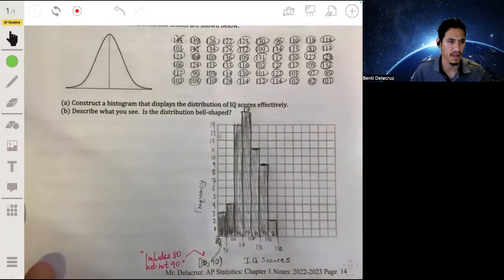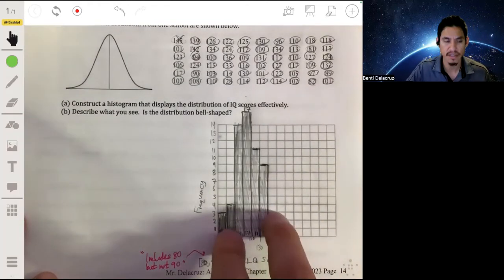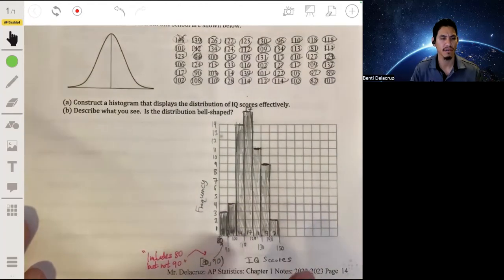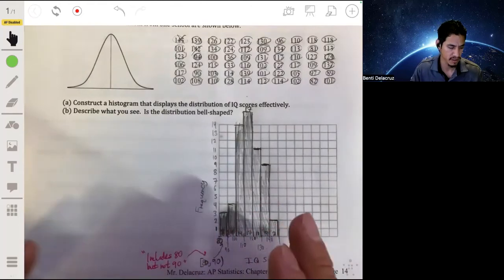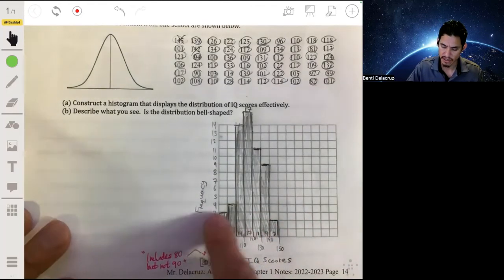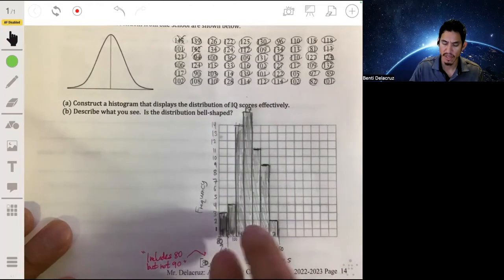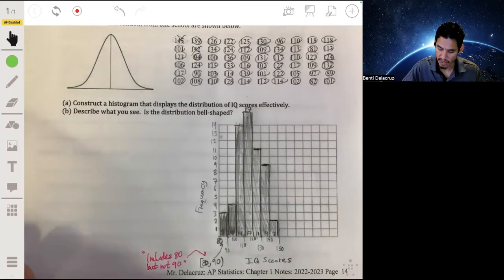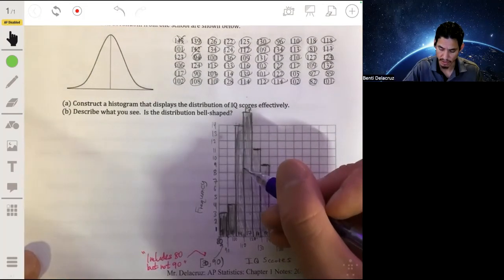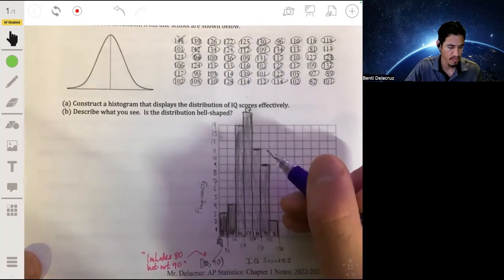Okay, so now let's talk about it a little bit. So it looks like it's somewhat symmetric. Again, no distribution is ever going to be perfectly symmetric, but it looks roughly symmetric. It kind of does look like it peaks in the middle and goes down. So maybe you could argue it is somewhat bell-shaped. And it looks like the average, or let's say typical IQ, is somewhere in here, like 110 to 120.